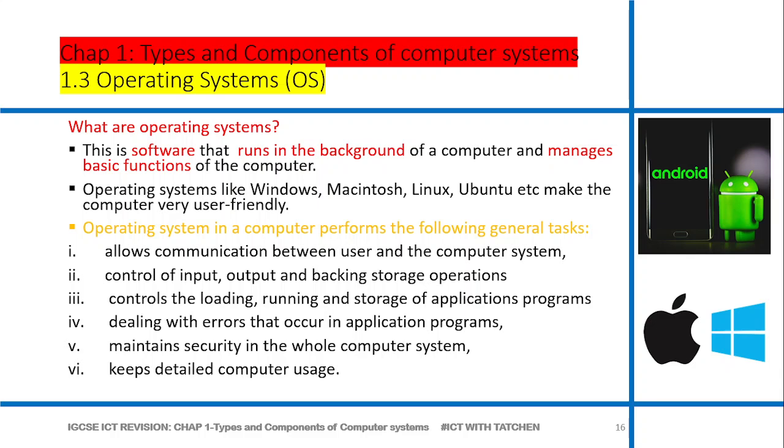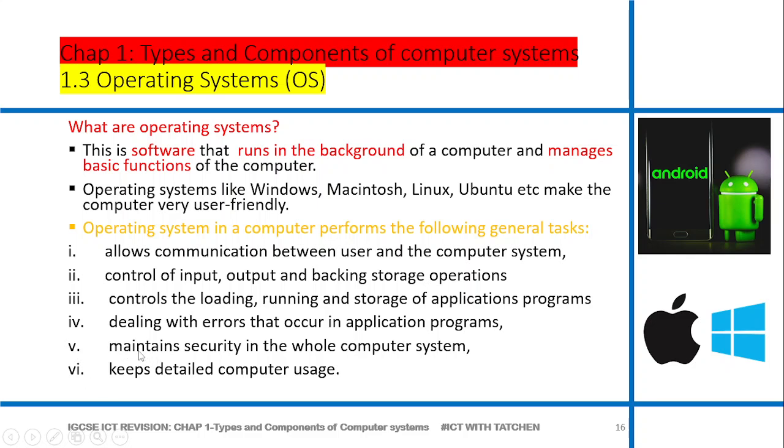Next, the operating system deals with errors that occur in application programs. So if you are doing something, probably you are trying to edit a photo, and an error occurs, your operating system will help to prompt you. In other situations that arise, your operating system helps you in dealing with such errors.